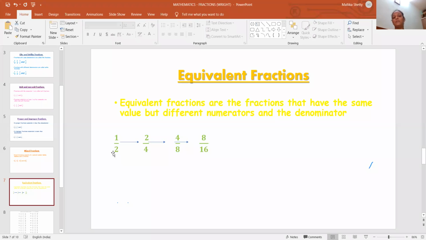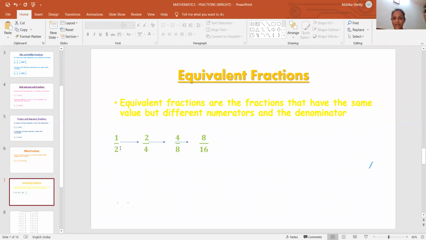You can't tell me, because to compare, there are certain methods to follow. Now, 1 by 2. Ma'am, we have to do lowest form. Yes, that is a different thing. But here I'm telling you what an equivalent fraction is. Finding the simplest form is another concept of fractions, I will say.